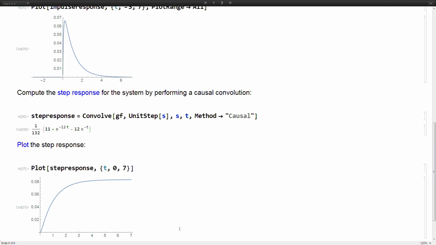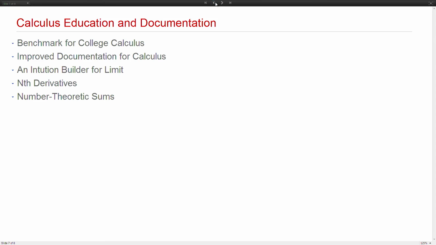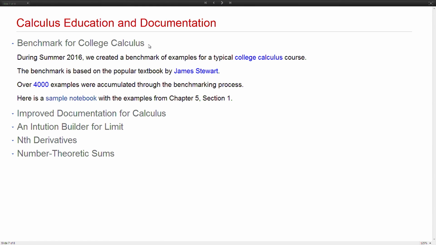I may be running short of time, so I'll just take up one more slide, which is the most important for me, and that's with college education. So this summer, I had a few interns who came. We had three interns coming over here to Wolfram Research, and they worked with us to benchmark against a textbook on calculus. And here's a sample notebook.